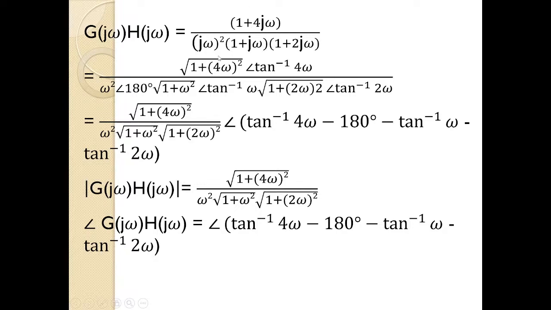So for 1 plus 4j omega, you can write it as root of 1 plus 4 omega square, angle tan inverse of 4 omega. And j omega square, you can write omega square if you consider it in the denominator. If you consider omega square into angle, it is square, therefore 180 degrees. For 1 plus j omega, it is root of 1 plus omega square, angle tan inverse of omega. For 1 plus 2 j omega, it is root of 1 plus 2 omega square. This is square. I didn't change it.